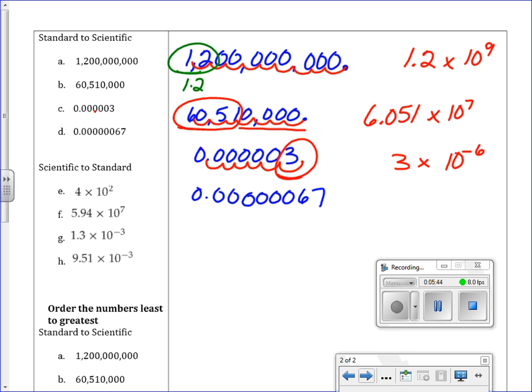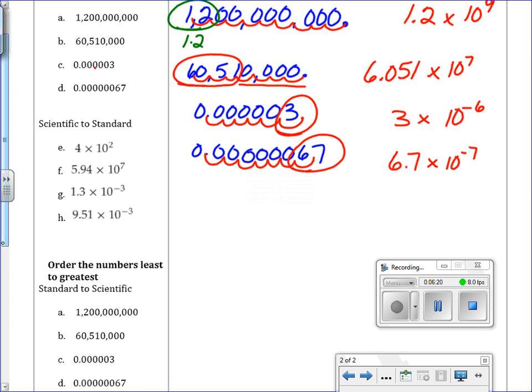0.000000067. I have my decimal in place already, so I want to move it until I get a number that's greater than 1, less than 10. 1, 2, 3, 4, 5, 6, 7. So I'm only moving it 7 places, so 10 to the negative 7th, and I end up with my number as 6.7 times 10 to the negative 7th. That's how we take numbers from standard form and put them into scientific notation.